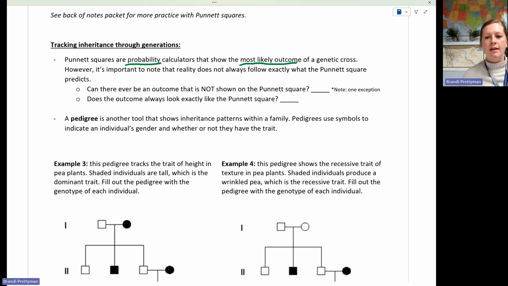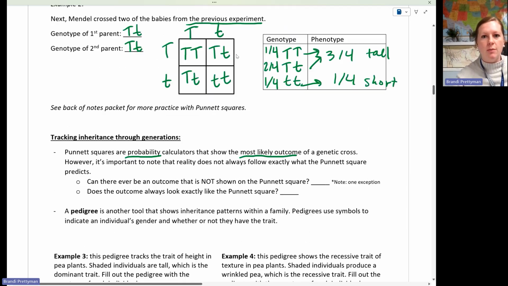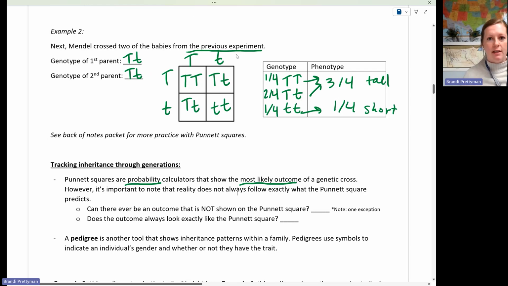a genetic cross, but it's important to note that reality does not always follow exactly what the Punnett square predicts. Depending on what class you're in, you may have done some sort of coin flipping thing, but even if you didn't, you can still think of this concept. You know that if I flip a coin 10 times, statistics shows, on average, I should get heads 50% of the time and tails 50% of the time. Just like a Punnett square shows me if this is what my genetics look like, I should get tall plants 3/4 of the time, short plants 1/4 of the time.